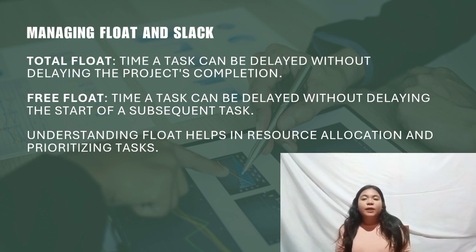So for the free float example, suppose task C must be completed before task D can begin. So task D is scheduled to start on day 5. If task C finishes on day 4 and task D starts on day 5, then task C has a free float of 1 day and it can be delayed by 1 day without affecting the start of task D. So the summary is, the total float is flexibility in delaying a task without delaying the whole project, and the free float is flexibility in delaying a task without delaying the next dependent task.